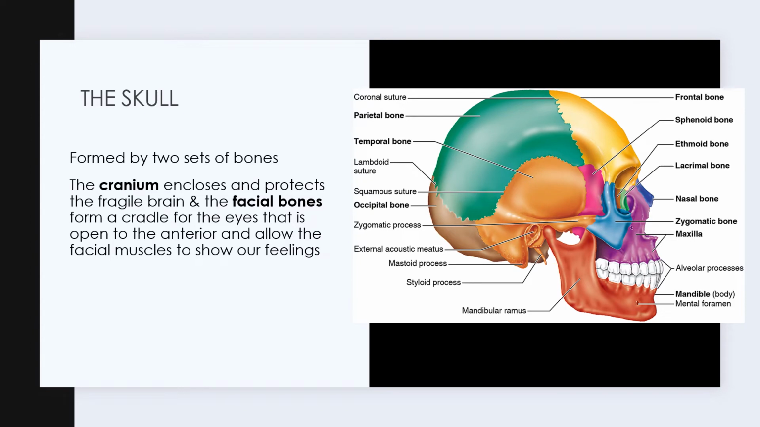The superior part of your axial skeleton is your skull. It's formed by 2 sets of bones. The cranium encloses and protects your nice, soft, fragile brain, and the facial bones form a cradle for the eyes that are open to the anterior and allow the facial muscles to show our feelings. You can see in this image a full list of all the different parts of the skull. We'll talk more about them on the next slide.